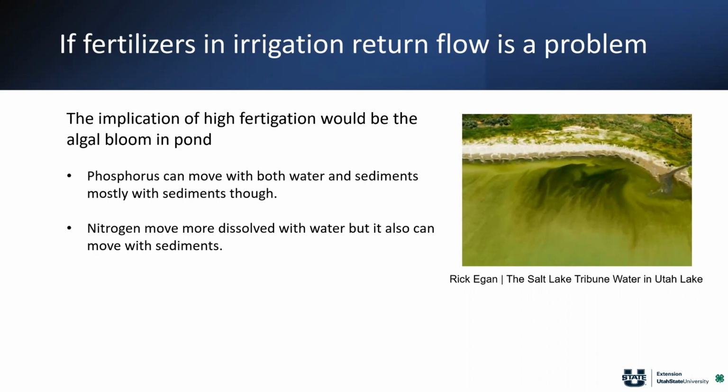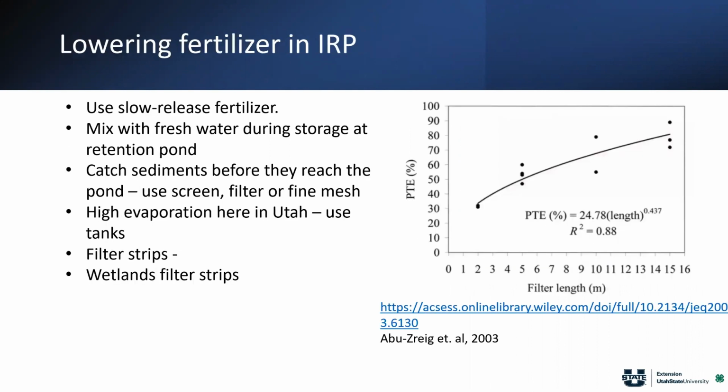So it's a complicated problem. Once we have those problems, it's complicated to rectify it, so we'd better be careful. Now, phosphorus can move with both water and sediment, but mostly with sediment. Nitrogen, on the other hand, is dissolved in water, but it can also move with sediment. Now, how can we rectify it, or how can we lower the probability of those fertilizers running off from our system? Or even, in some cases, lower the amount in the retention pond if the problem is in the retention pond.